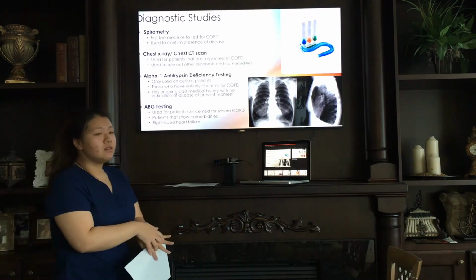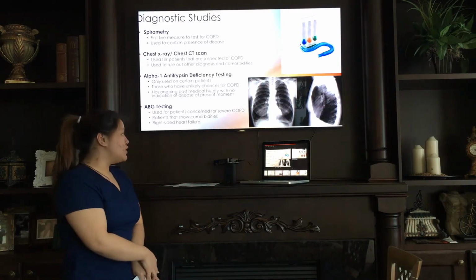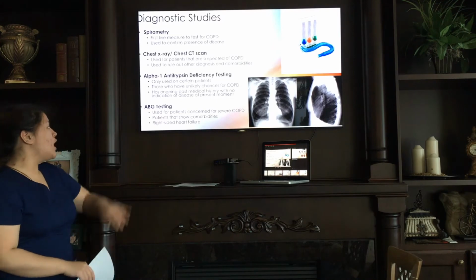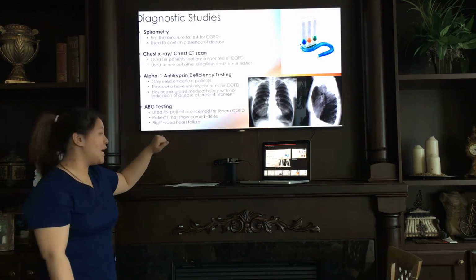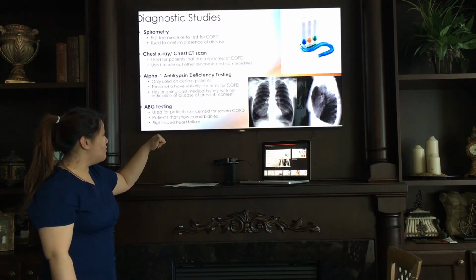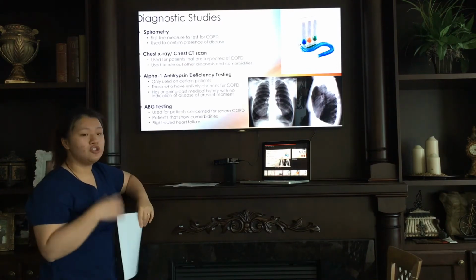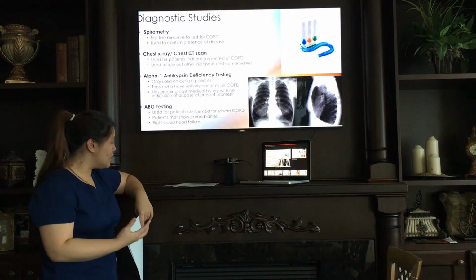So now we know through Ali that the 4th stage of COPD usually leads to heart failure, which is another reason why ABG testing is used, as right-sided heart failure is an indication of the severity of it, and usually patients show more comorbidities due to this as well.